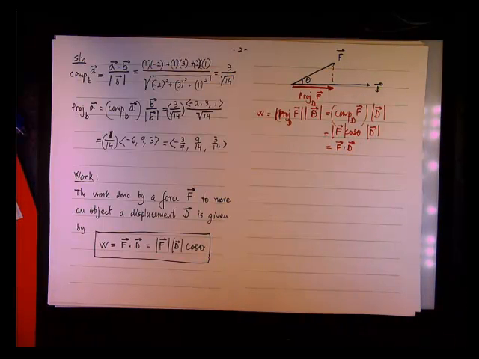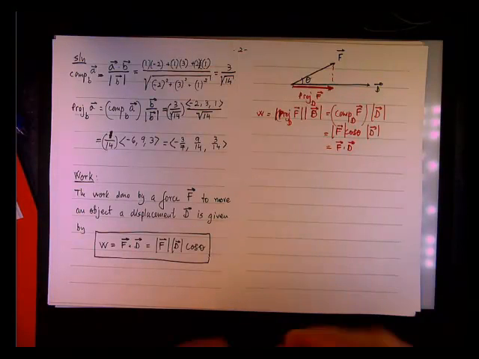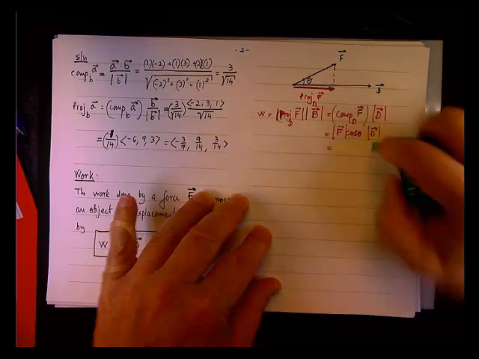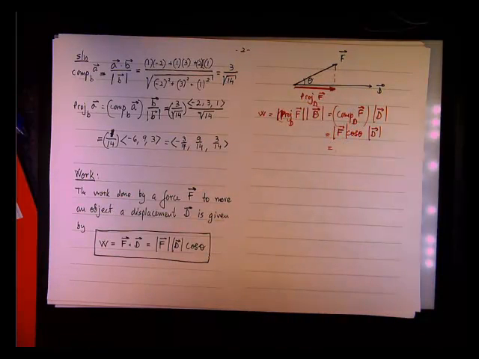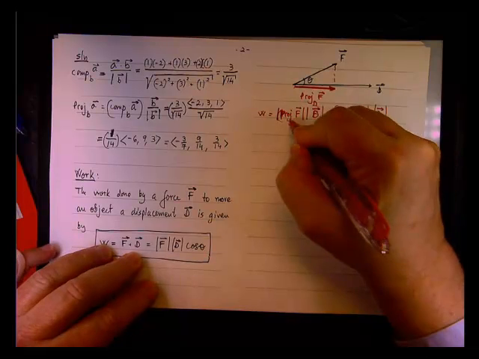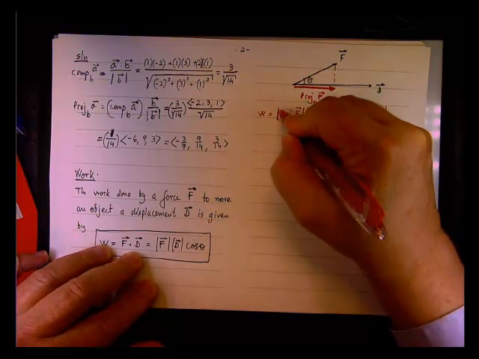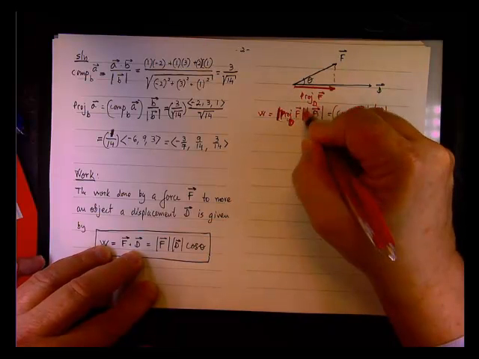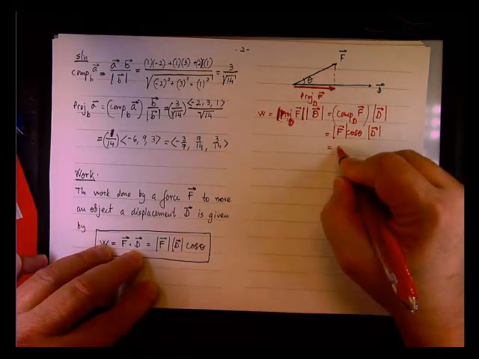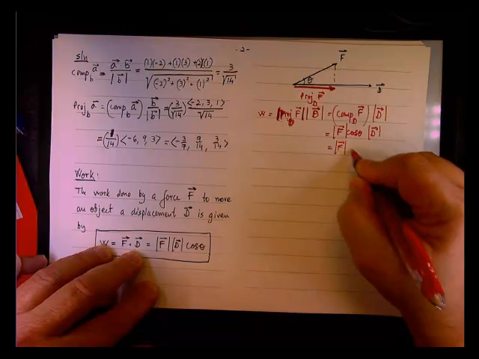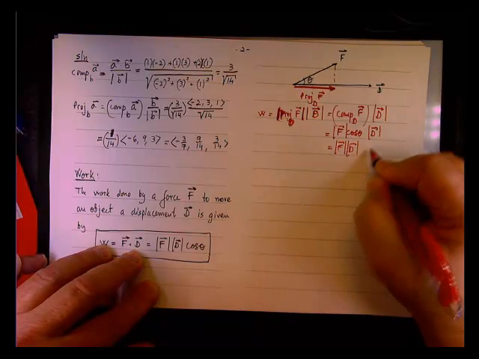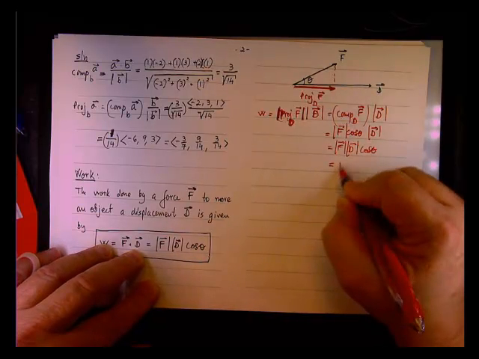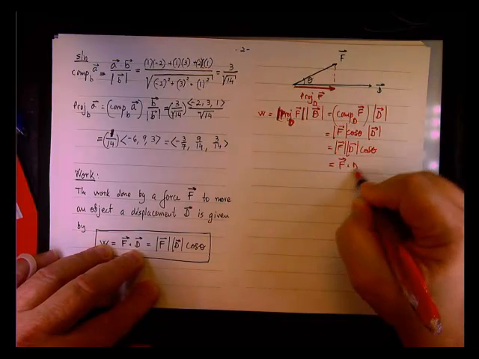Actually, let me write one more line. Wait, so you go from the projection of F on D to the opposite? The magnitude of the projection is the scalar. So we can write it as F D like so, cosine theta, and this is equal to F dot D.